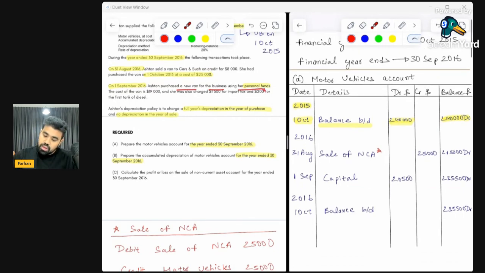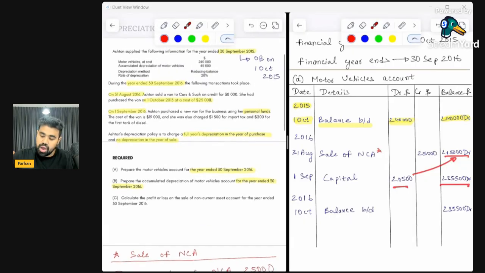Now, this 20,500 new debit will be added to the previous amount of $215,000 debit, which gives us $235,500 debit altogether, because both of them are debits, so we have to add them. Now, in the year 2016, we have got no other transactions that happened. That's why this final balance of $235,500 gets carried forward as the opening balance in the next financial year starting 1 October 2016, with the relevant details being the balance b/d, or balance brought down.